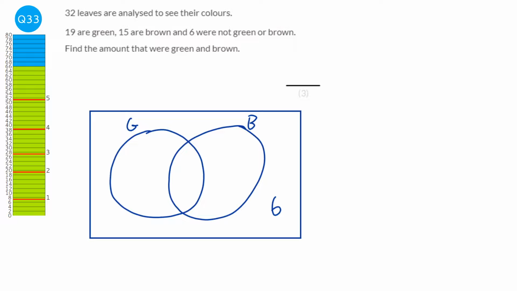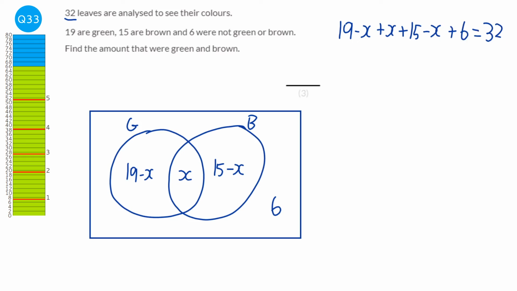We're told that 19 are green, but we don't know which, either they're in here or a bit of both. So what we can do is label the center x, and we can say that there are 19 take away x just green, because they could have been both green and brown. And for the brown we can do the same. So it'd be 15 minus x. And for the next step, we know that all of them together add up to 32, because it says in the question. So we're going to add all of these, the 19 minus x, the 15 minus x, and the 6 together, and we know that equals 32.